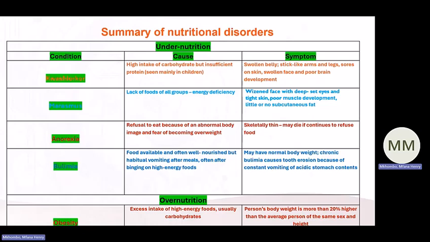Obesity results in excess intake of high energy food, usually carbohydrate. Those carbohydrates are converted into fat and stored because a person is not active enough to use them, because carbohydrates are energy food. They are used to produce energy. Persons with body weight of more than 20% higher than the average person of the same sex and height will experience the same condition. That is what is determined by what we call body mass index. So body mass index determines whether a person is obese or normal in terms of weight.